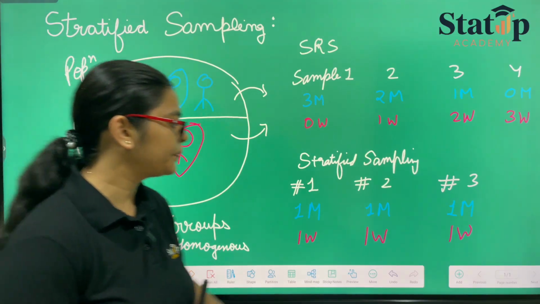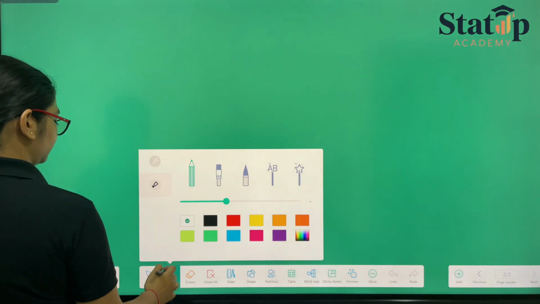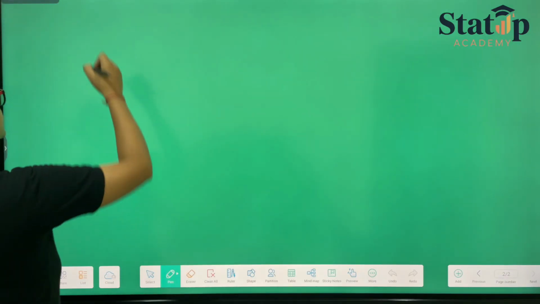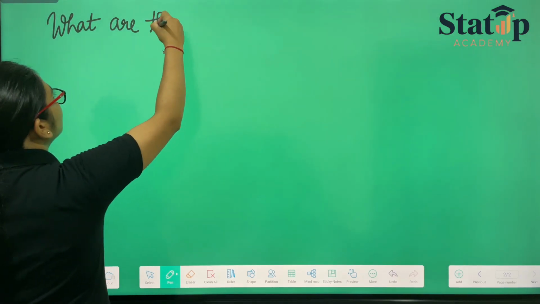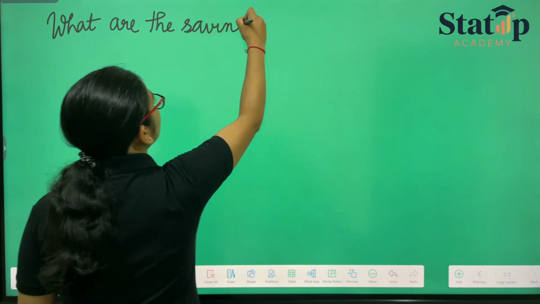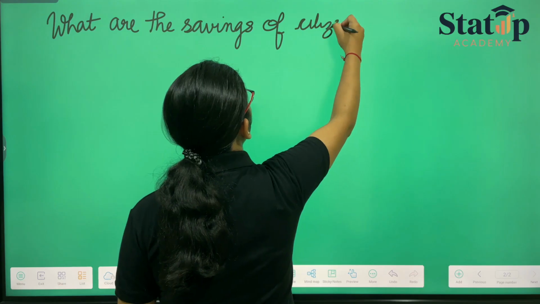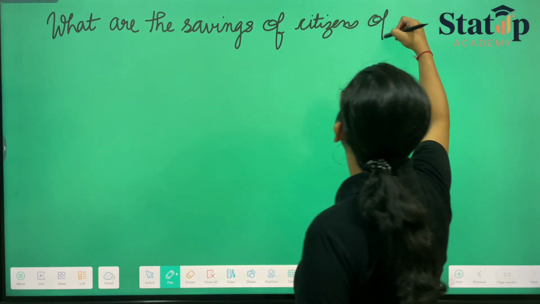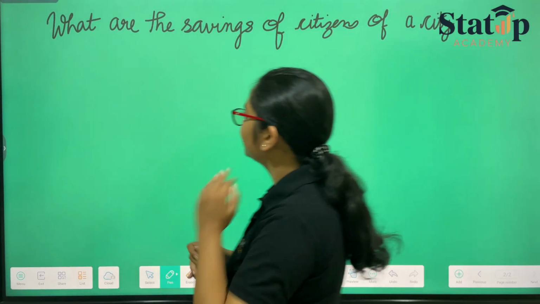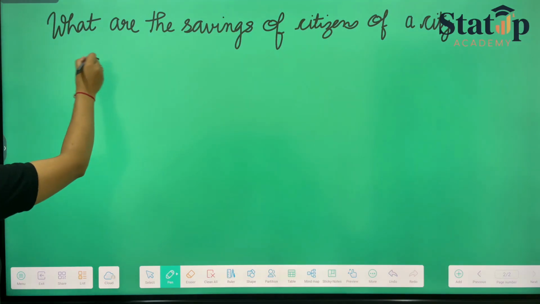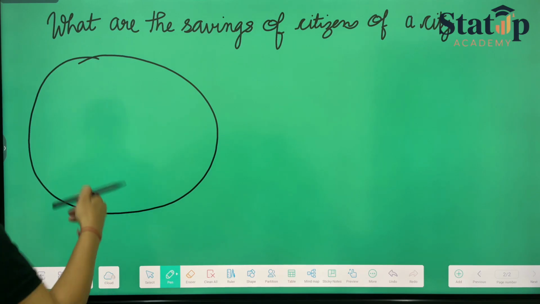There is one more example of what stratified random sampling is. Suppose we have to find out the savings of citizens of a city. We have been given a population, and the population consists of so many people. So we will divide it into 4 strata.